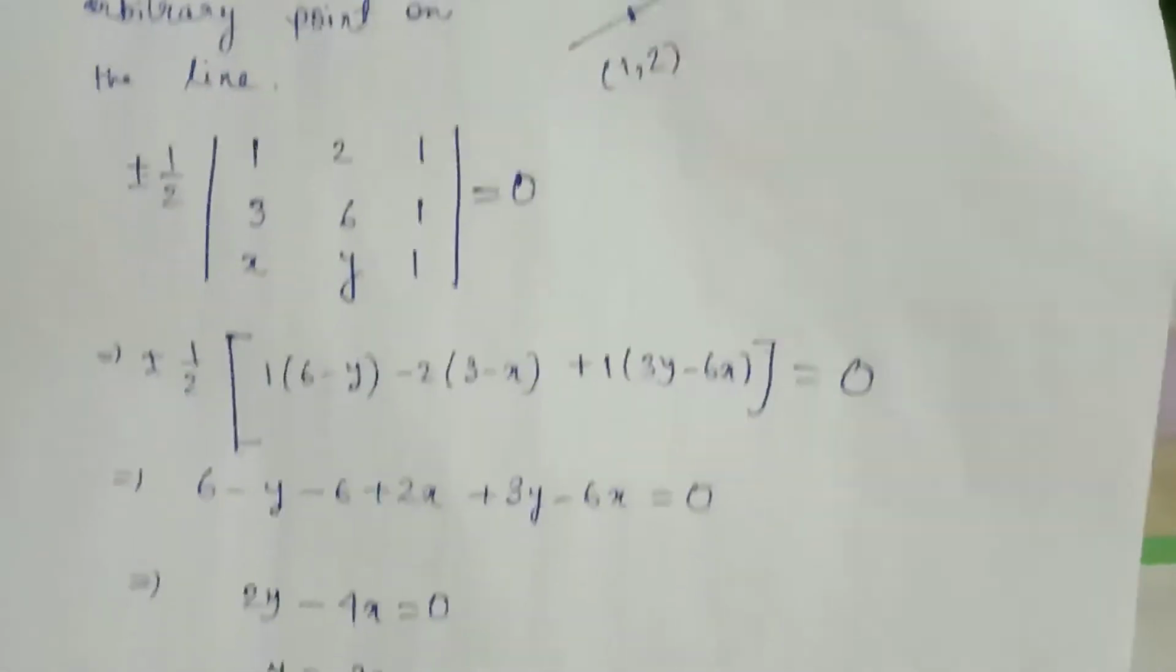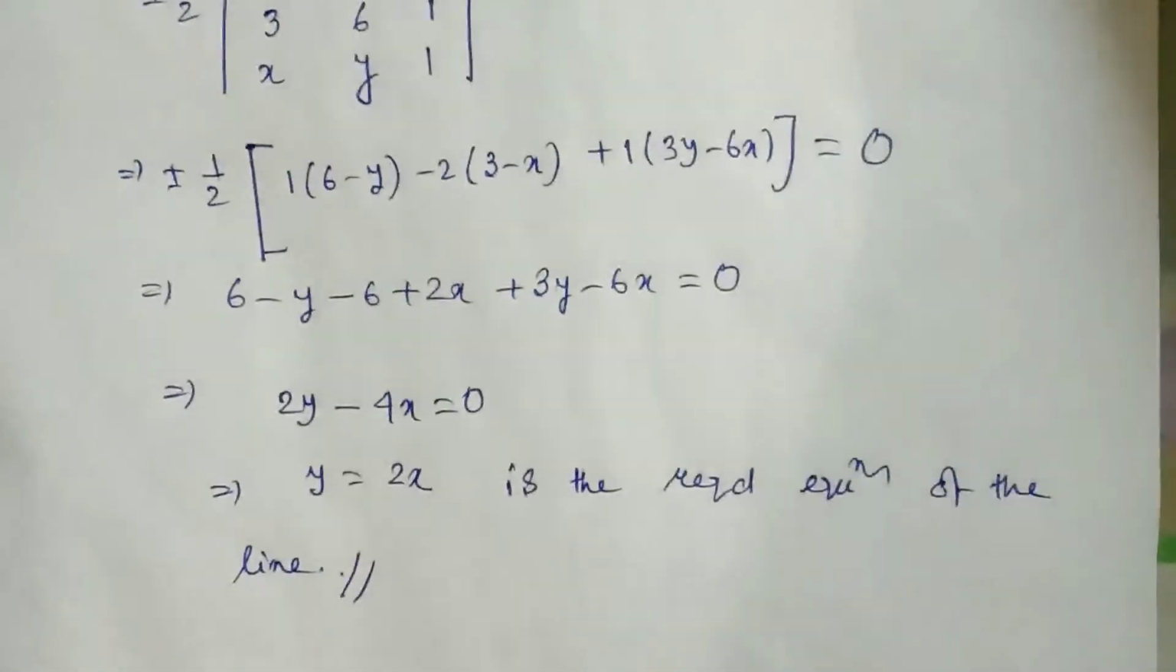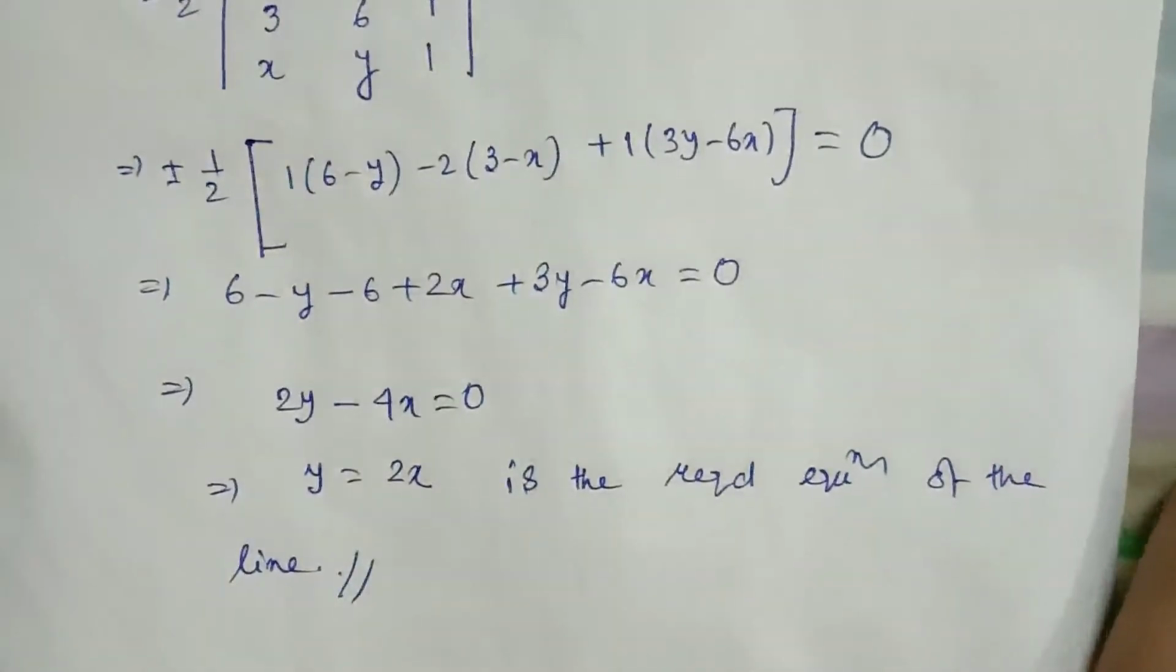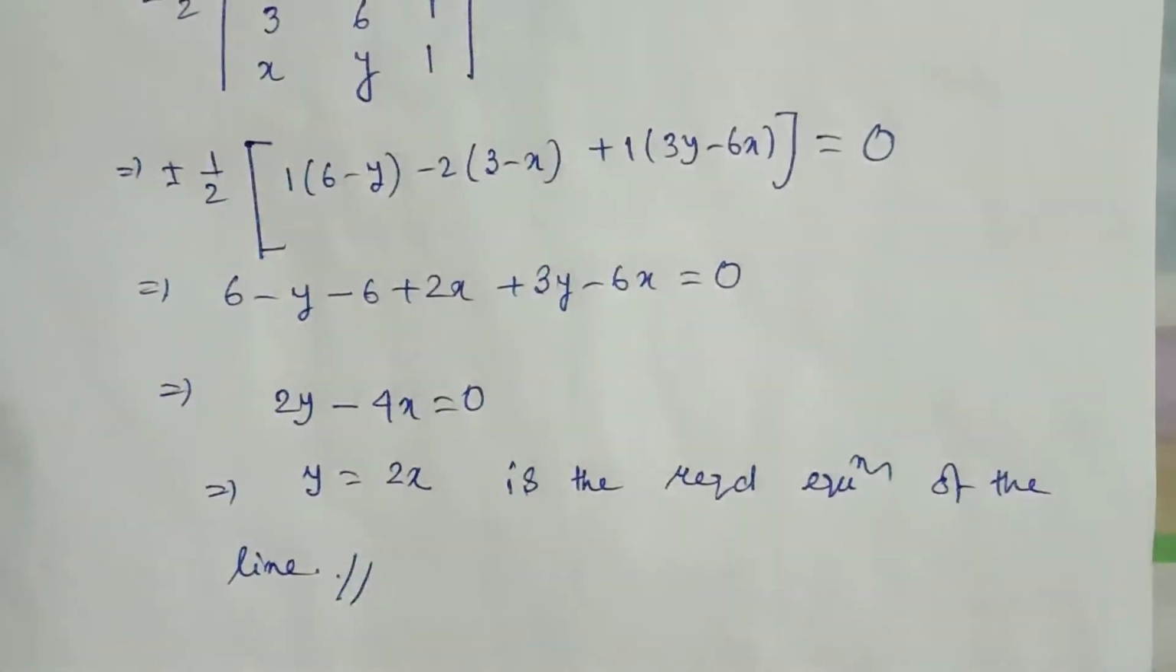So that was exercise 4.3 for you. In the next class, I will discuss minors and cofactors of an element in a determinant. I will also discuss the adjoint of a matrix.